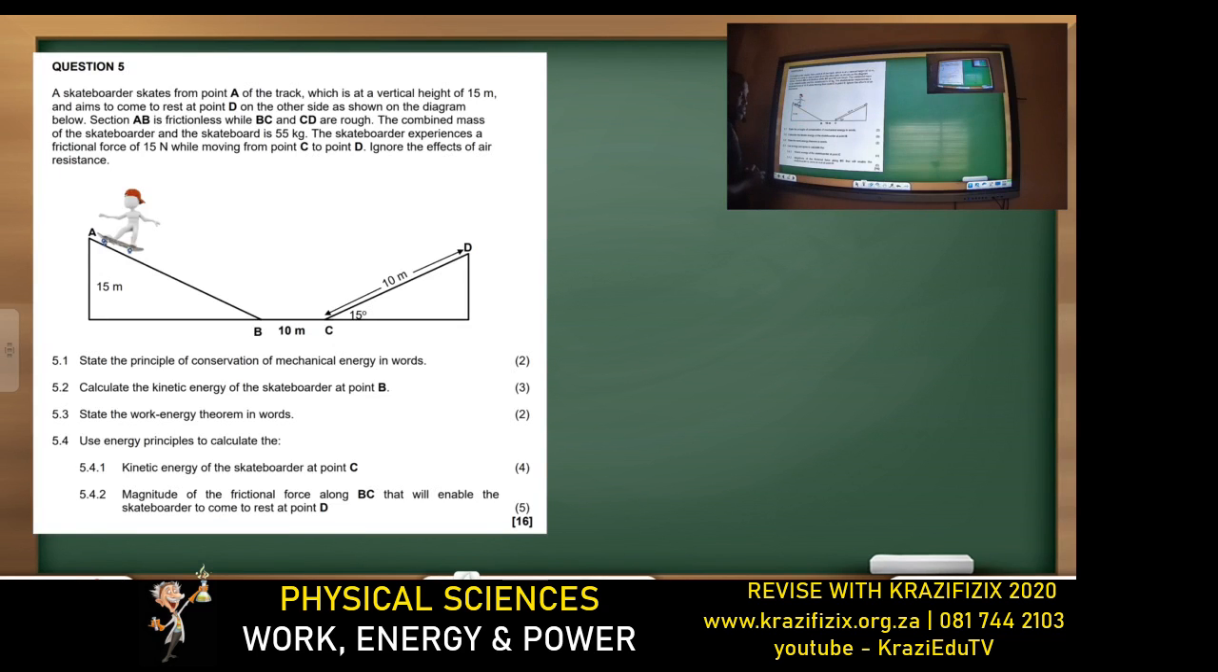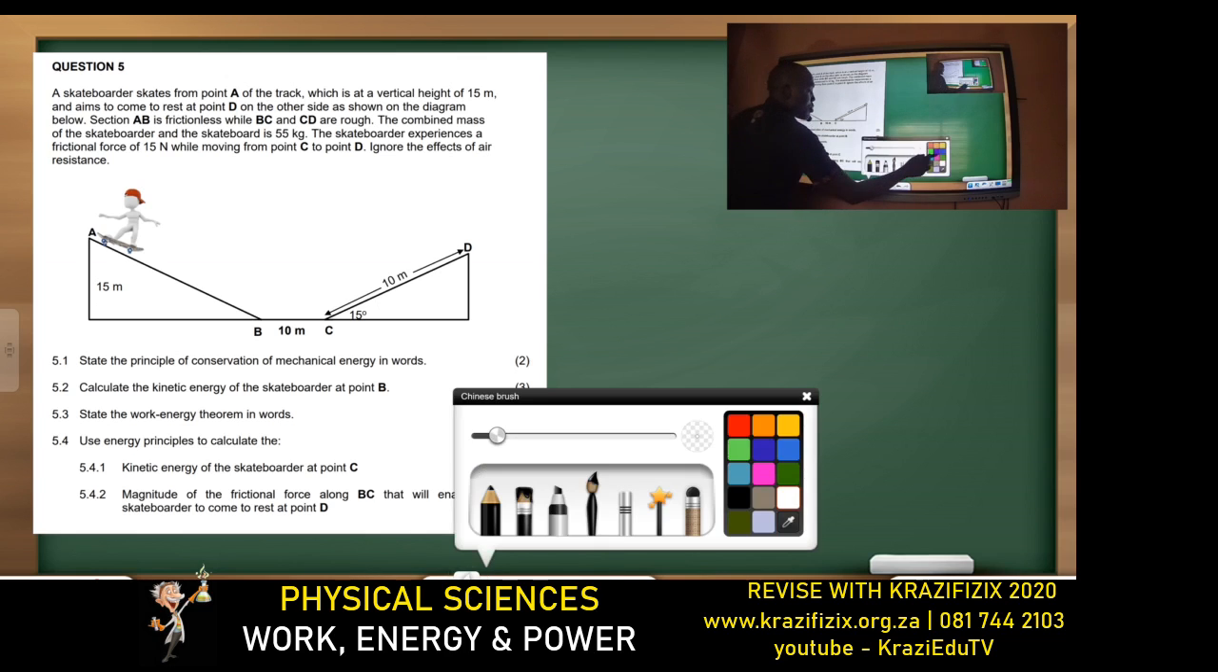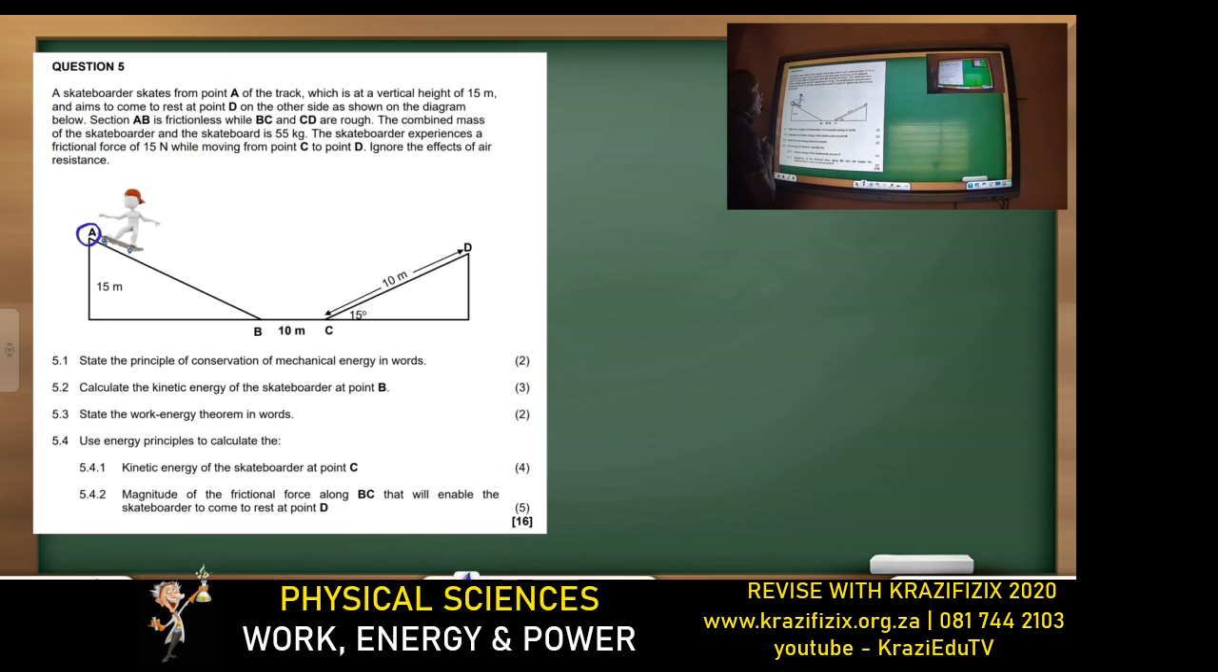All right, look at this question. 12 minutes. A skateboarder skates from point A on the track, which is at a vertical height of 15 meters, so my height is 15 meters, and aims to come to rest at point D on the other side as shown. Section AB is frictionless, no friction.